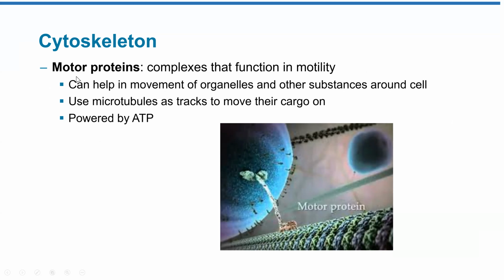Also part of the cytoskeleton are motor proteins, complexes that function in motility. They can help in movement of organelles and other substances around the cell, use microtubules as tracks to move their cargo on, and they're powered by ATP. On this diagram, you can see our cytoskeleton. And here's the motor protein that is attached to the cytoskeleton and carries this vesicle inside the cell.